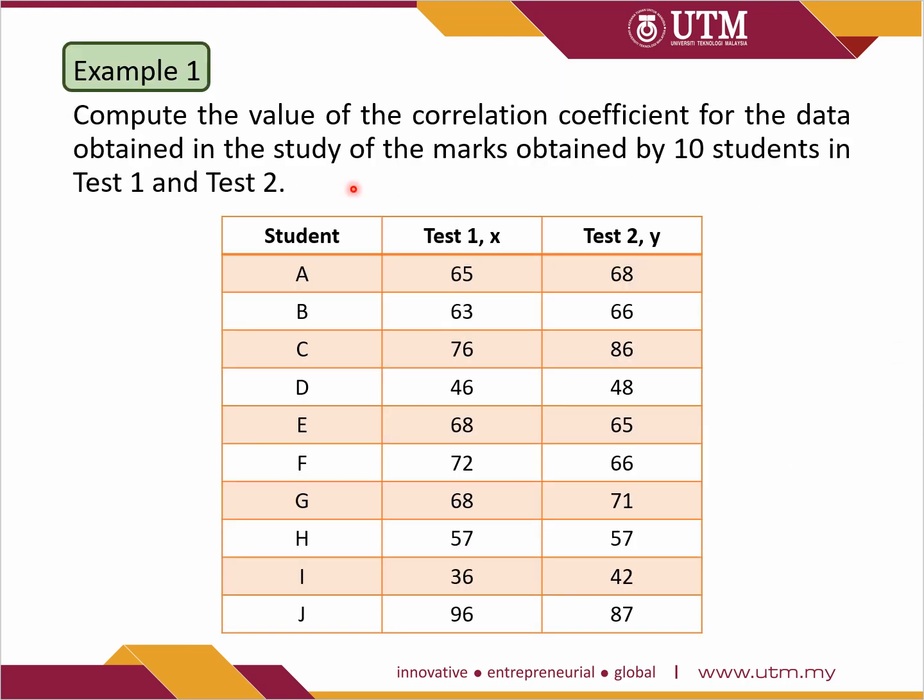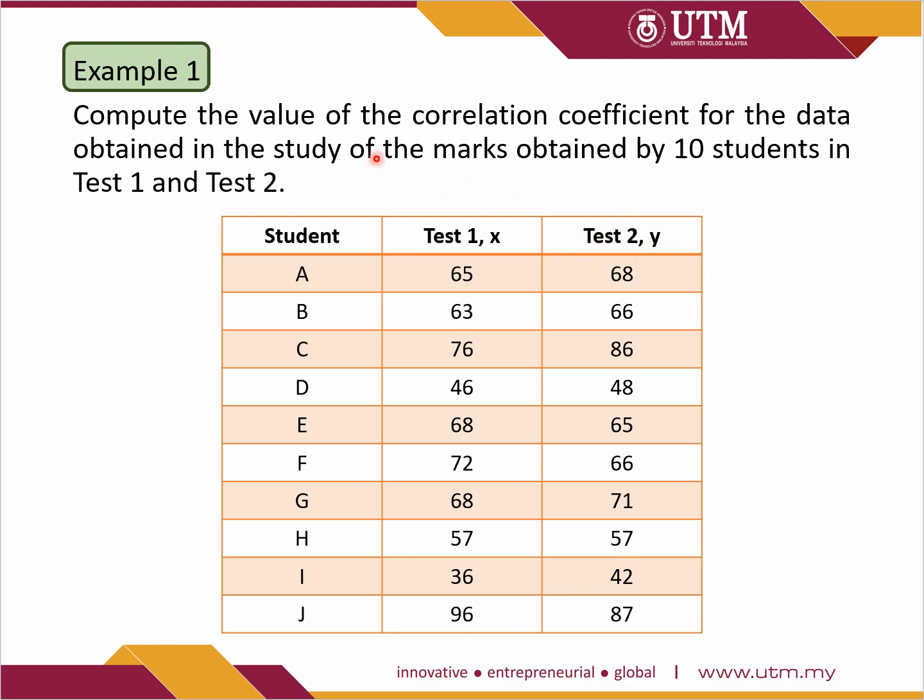So now let's try the first example. Compute the value of the correlation coefficient for the data obtained in the study of the marks obtained by 10 students in test 1 and test 2. So here we have 10 students, A, B up until J, and this is the marks for test 1, where we denote this as our x independent variable, and test 2 is our dependent variable.